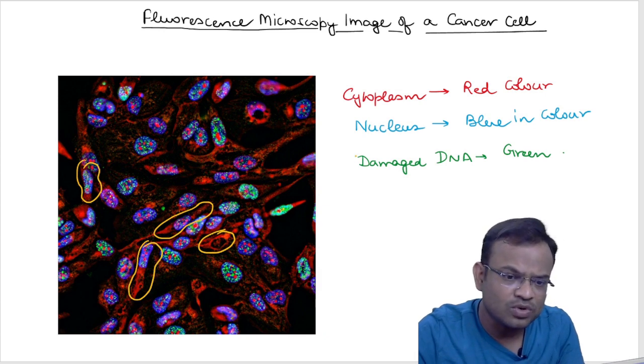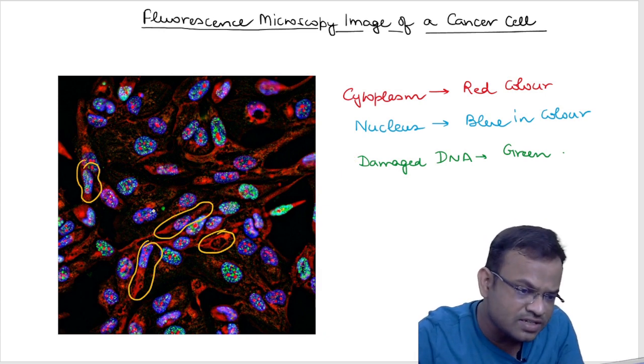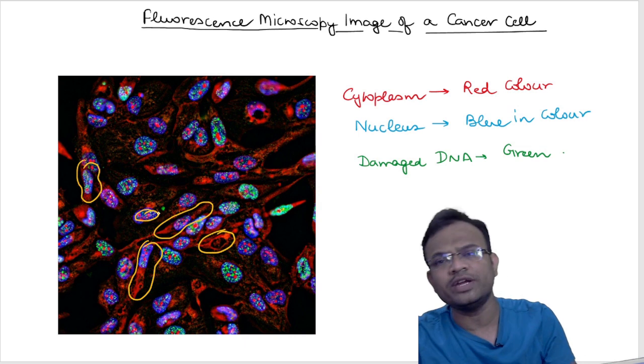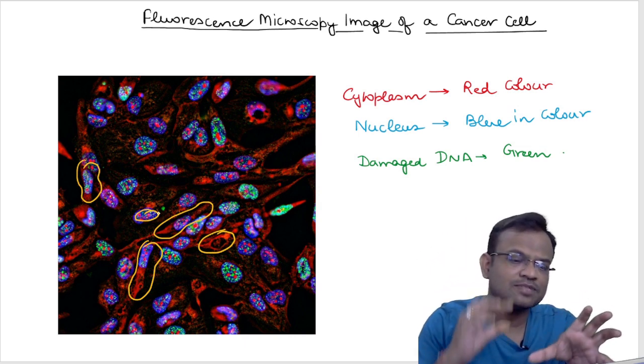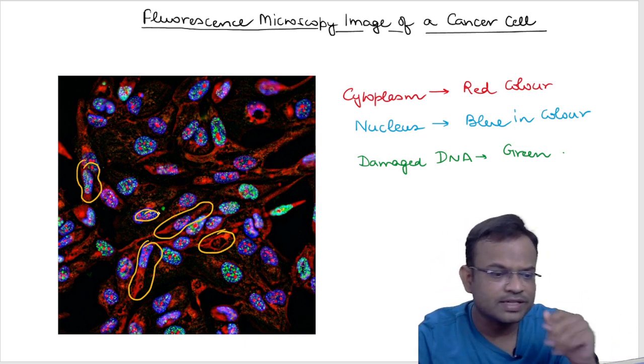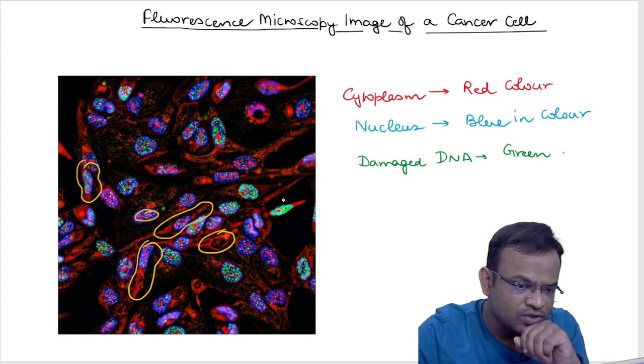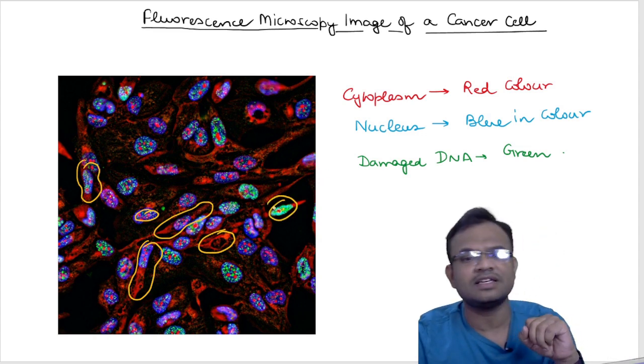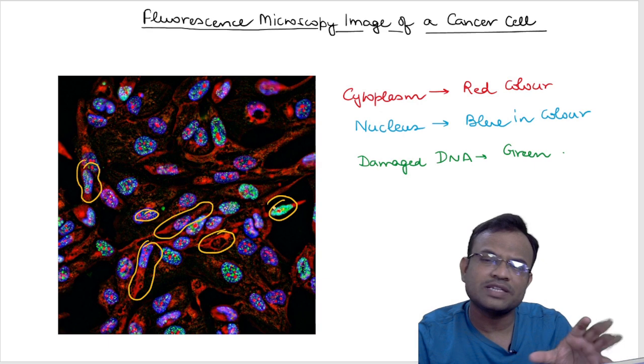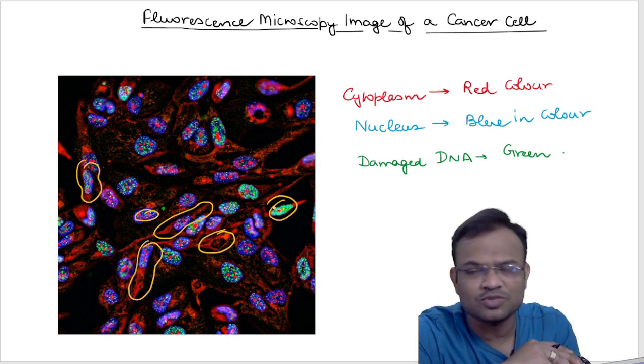And what about the nucleus? Nucleus is blue in color. You can see these regions that this is blue in color. Red is cytoplasm, blue is your nucleus, and green is showing you the damaged DNA. You can see that the DNA is damaged over here. You are checking out basically a cancer cell with the help of fluorescence microscopy.